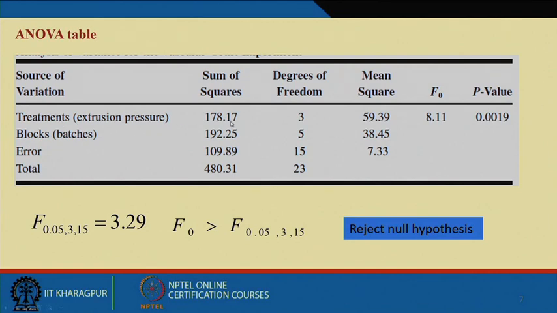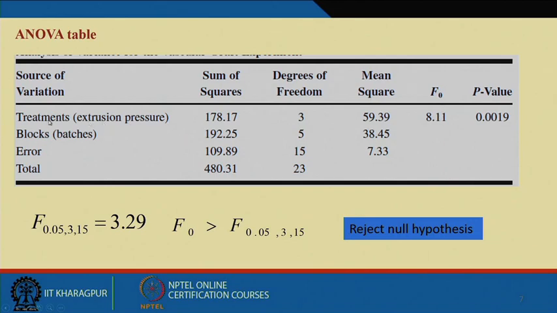Treatment, extrusion pressure effect, sum square this, block this, error this, total this, and their degrees of freedom: for treatment, levels minus 1, 4 minus 1 is 3; then 6 batches, 6 minus 1 is 5; and error is 5 into 3, 15, that is (a minus 1) into (b minus 1); and there are 24 observations, so 24 minus 1 is 23. Then you are getting mean square. Now, F0 is 59.39 divided by 7.33.